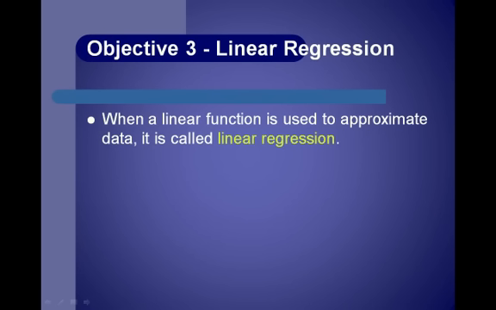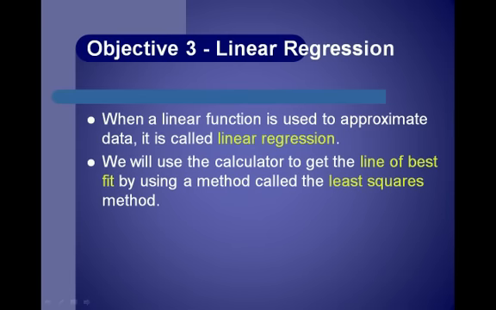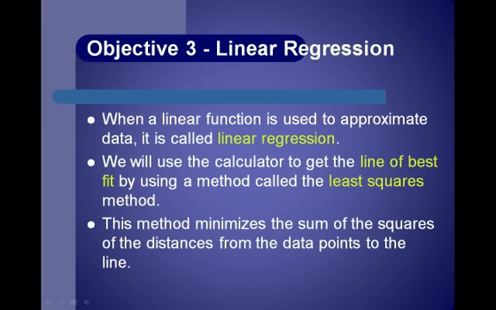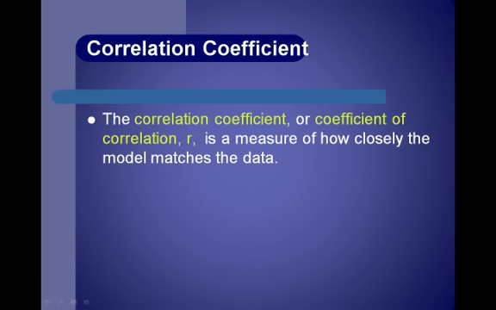Objective 3, linear regression. When a linear function is used to approximate data, it is called linear regression. We are going to use the calculator to get the line of best fit by using a method called the least squares method. This method minimizes the sum of the squares of the distances from the data points to the line. When we do this, we're going to talk about the correlation coefficient. This is denoted by r and is a measure of how closely the model matches the data.